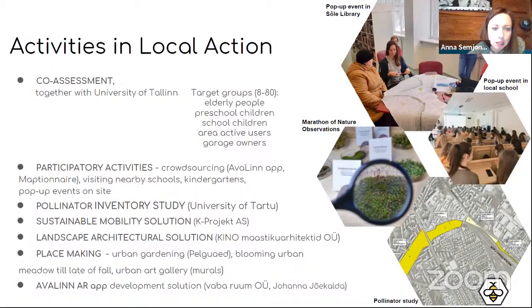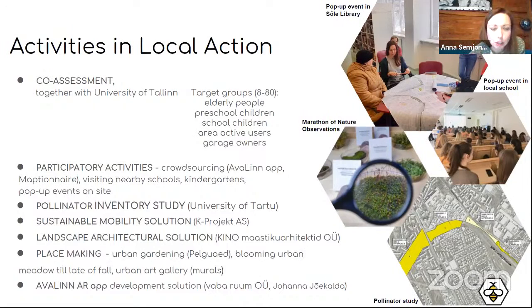The sustainable mobility solution was carried out by analyzing the space requirements for different mobilities, mainly the cycle path and tram line, because improving the connectivity of the local action area with the rest of the city is very crucial in that area. Our landscape architecture solution combined the pollinators inventory study, crowdsourcing results, and took into account the mobility solution in that area, and also the pollinator highway concept.